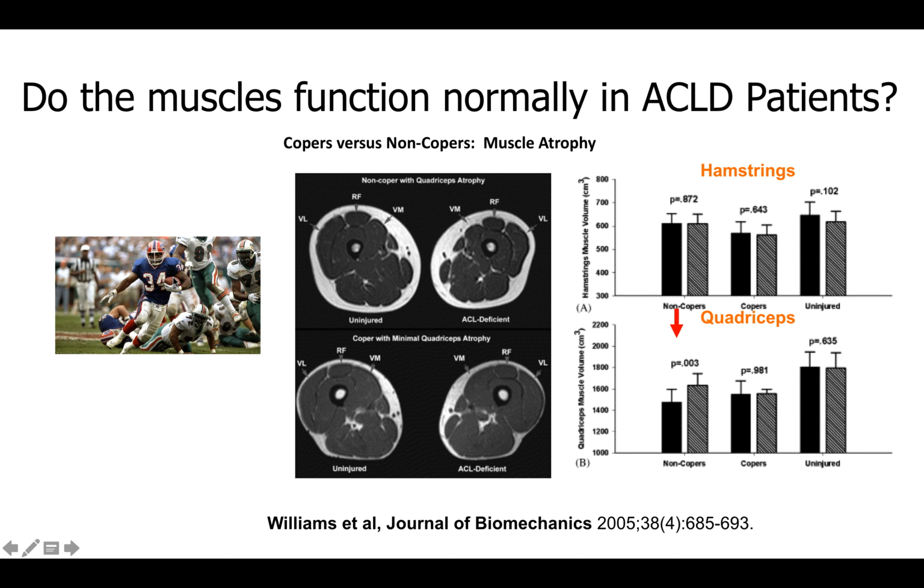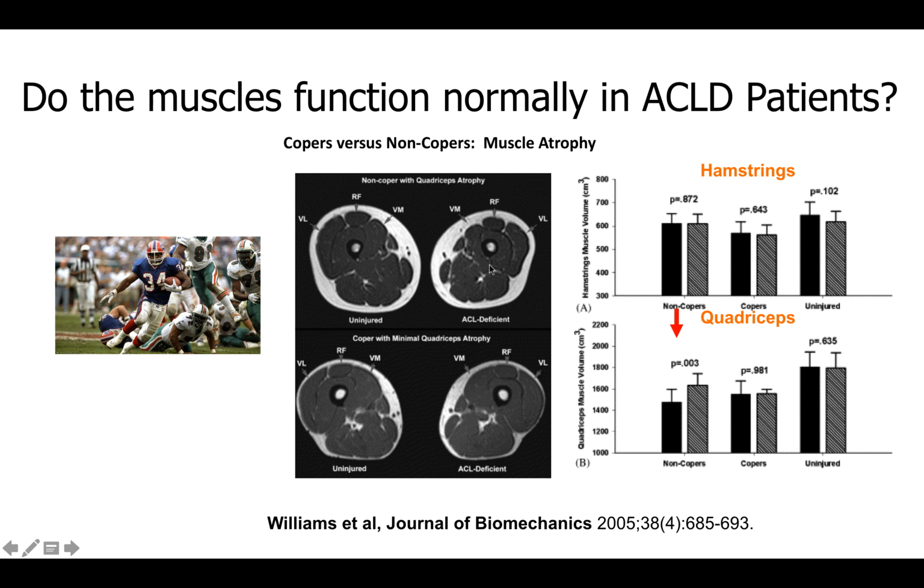But what's well known is that a small subset of about 25% of patients with ACL deficiency can do extraordinary things, like Thurman Thomas, who played for the Buffalo Bills without an ACL for several years. Those people are called copers. So we compare copers to non-copers. Some things stand out. One thing that does not is laxity. Laxity is the same in copers and non-copers.